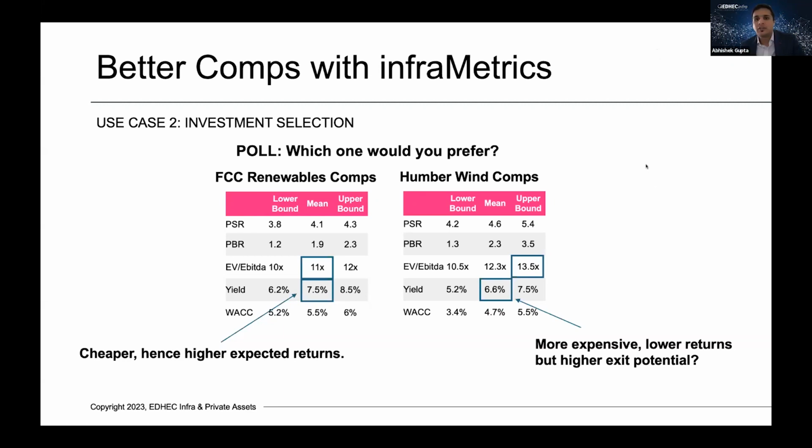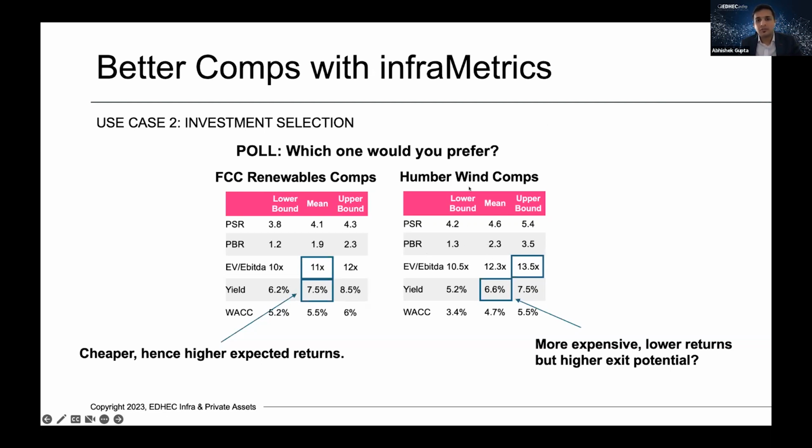Okay, Natalia, if you can stop it, please, at this point and share the results. Okay, so as you can see, the majority, 72% of you, have chosen FCC Renewables and 28% have chosen Humber Wind Farm. So the majority of you have gone with the cheaper, higher return project between these two, purely based on these valuation estimates.